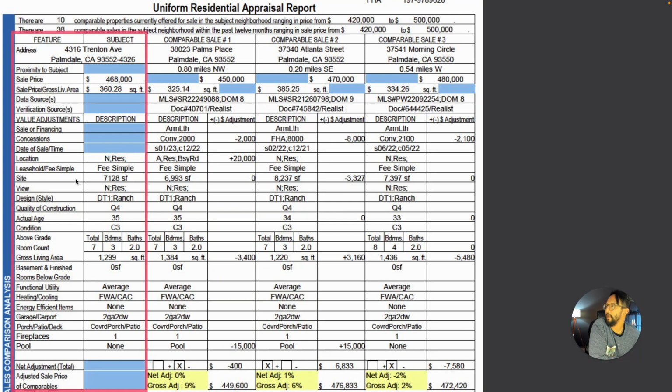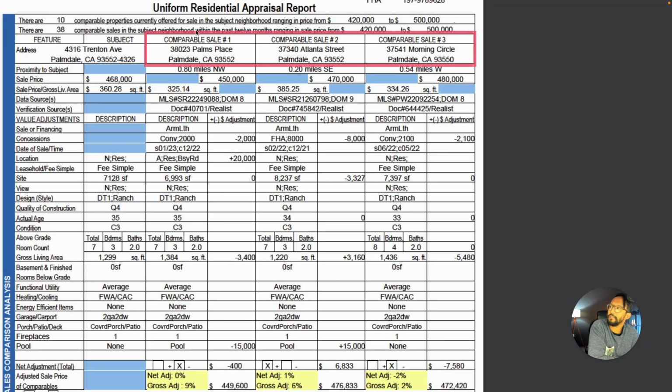information, like the site square footage, we have a view, we have the design, the quality of the construction, it's Q4. In the report, there's a breakdown of what Q1, Q2, Q3, and Q4 are. We have the actual age, we have the condition, C1, C2, C3. They have different designations, and that's in the report. We have the bedrooms, the bath, the square footage, the functional utility, the heating and cooling situation, the garage, and if there's a porch or patio. So we'll go through all that together here.